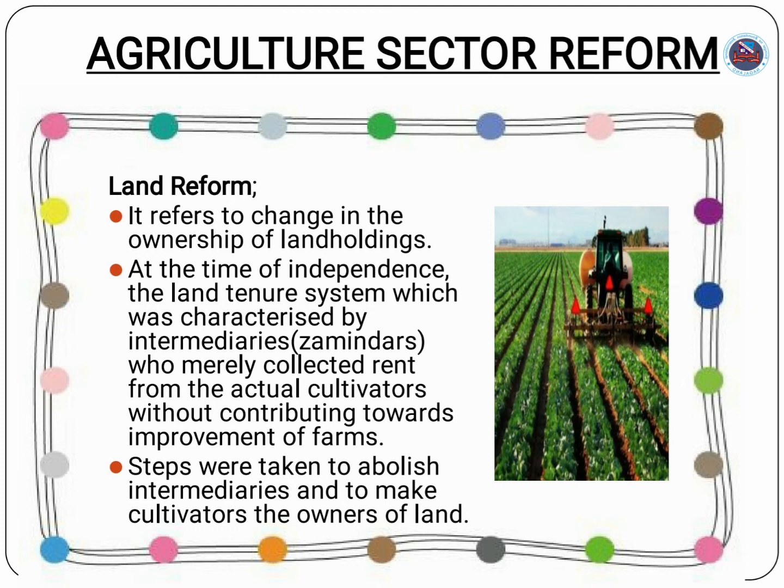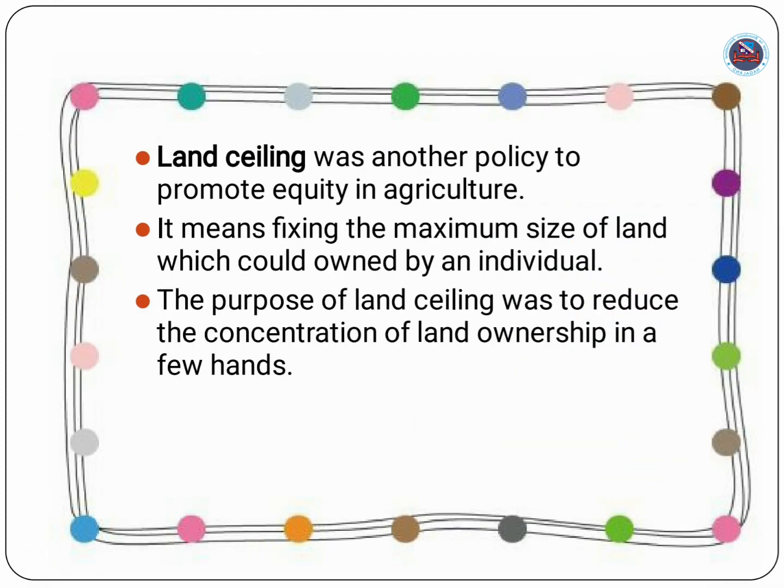Now, the idea behind this move was that the ownership of the land would give incentive to the cultivators to invest in making improvements in their land, provided that sufficient capital was made available to them. Another policy to promote equity in the agriculture sector is land ceiling. Land ceiling means fixing the maximum size of land which could be owned by an individual. The purpose of land ceiling was to reduce the concentration of land ownership in a few hands.